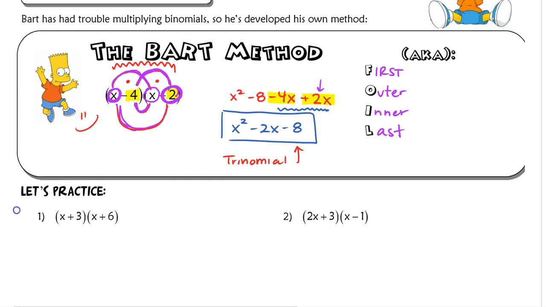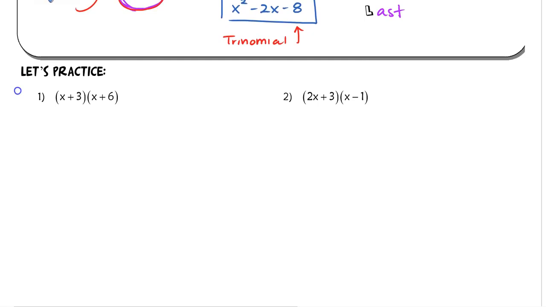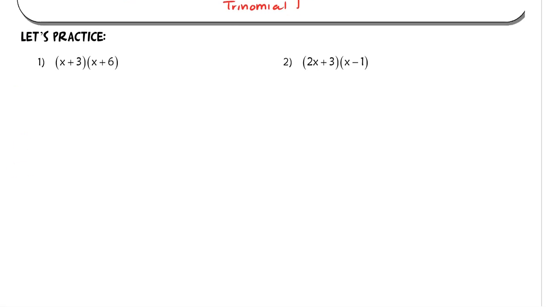Okay, so let's go ahead and practice. We've got two examples that we're going to work on. In example 1, remember you want to make the eyeballs first. We're going to take x times x. That would give me x squared. For the next term, I'm going to take the other eyeball, which is the 3 times 6. So 3 times 6 is positive 18, so that's plus 18.